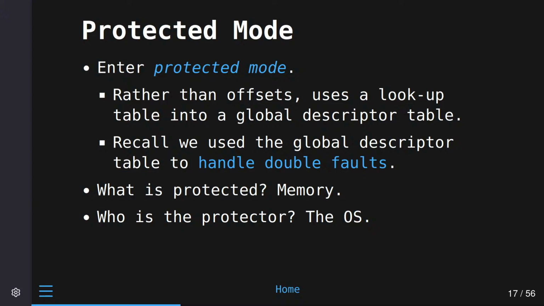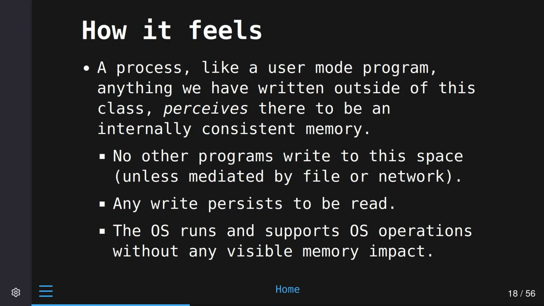We've already maybe exploited or benefited from protected mode in handling our double fault. So protected mode protects the memory. Who does the protecting? The OS. Now the OS gets a lot of help from hardware. It would be hard to do this OS only, but you could do it OS only if you wanted to.